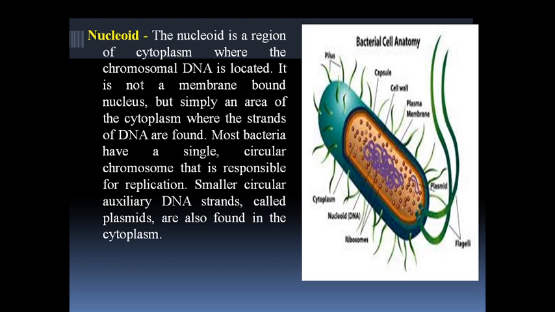Most bacteria have a single circular chromosome that is responsible for replication. Replication is nothing but division. Smaller circular auxiliary DNA strands called plasmids are also found in the cytoplasm. In this picture, you can observe the nucleoid and the chromosome, which is coiled, spiraled. But in a few bacteria, a single-strand DNA will be present, that is called a plasmid.